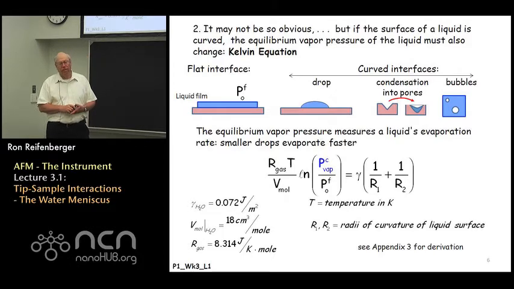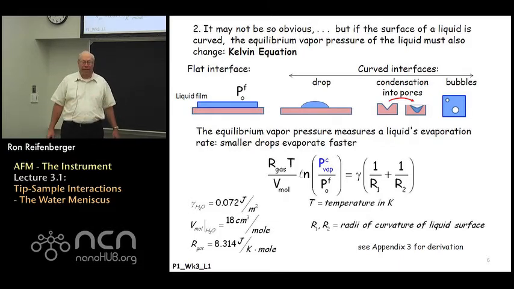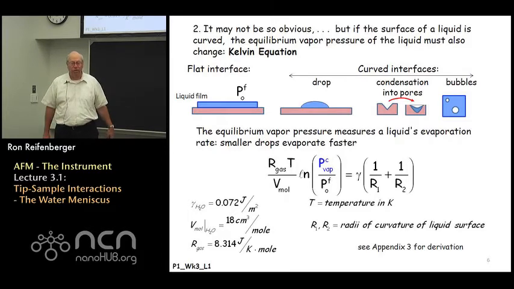The Kelvin equation is very useful for understanding curved interfaces and the rate at which these curved interfaces, for instance, evaporate. So if you have, let's say, a drop of liquid on a flat surface, or if you have small pores in a solid, liquid will condense into those pores at an accelerated rate due to the Kelvin equation. The Kelvin equation is also used to describe bubbles in liquids. So these are a few of the applications of this equation that you'll find in the literature.